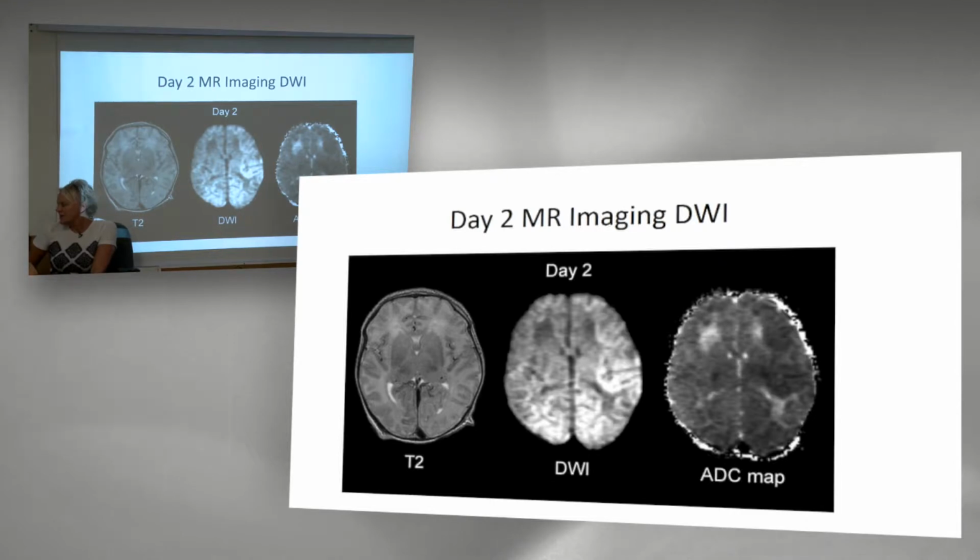This is more typical evolution of hypoxic ischemic injury. This is a day 2 imaging. You cannot see much on the T2, a little bit of swelling, but very prominent diffusion changes and restriction mainly in the cortical area here on the apparent diffusion map, mainly in this hemisphere.